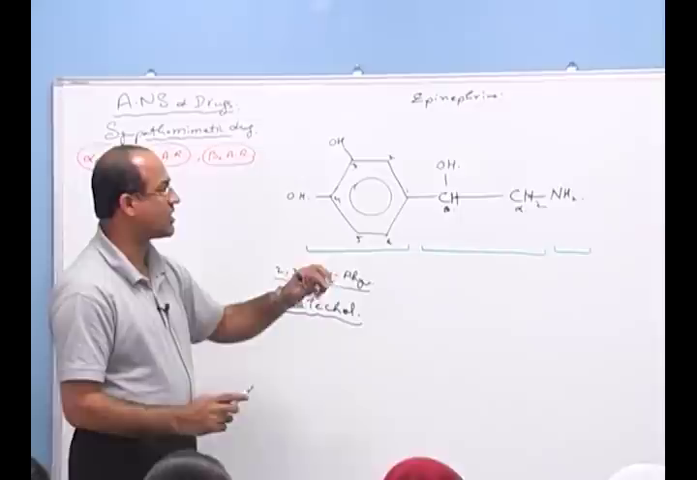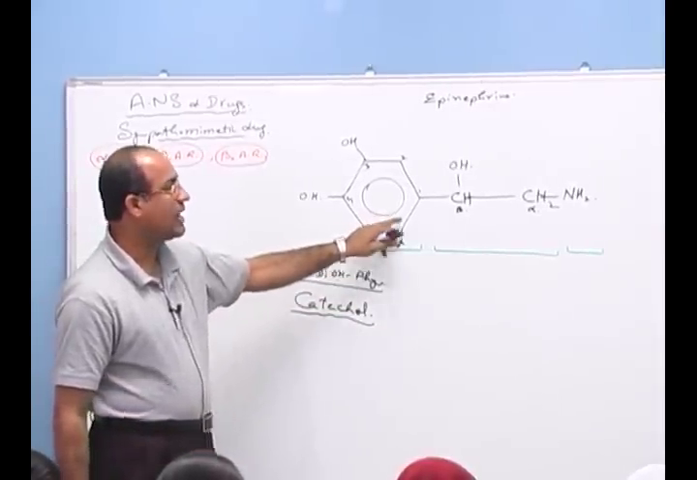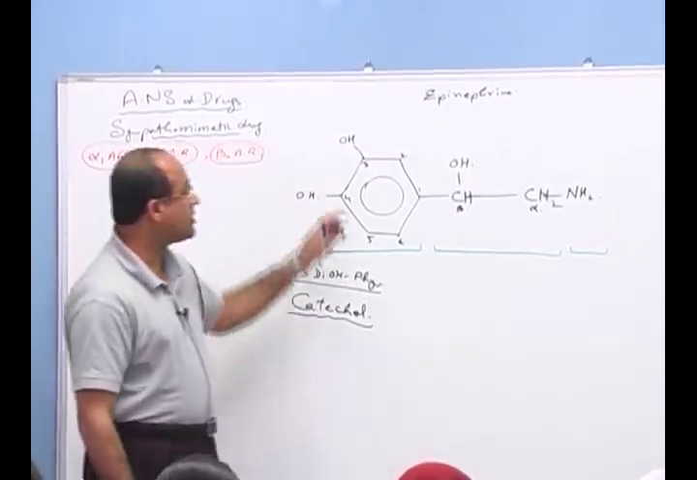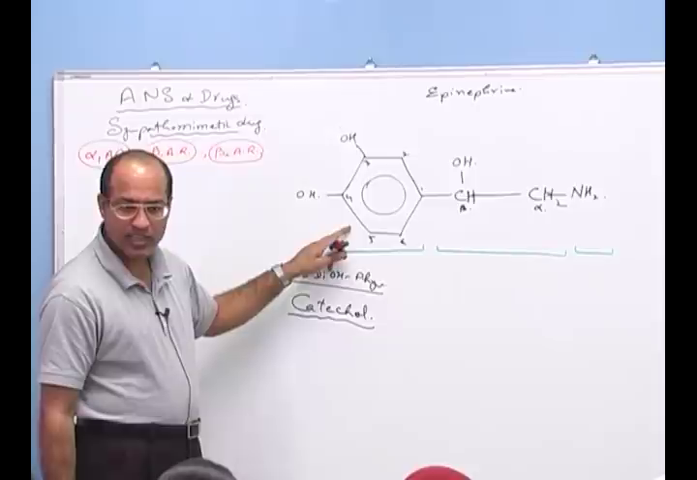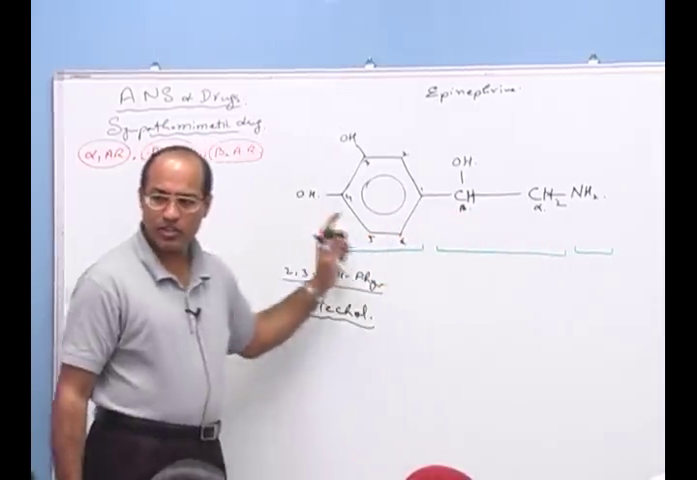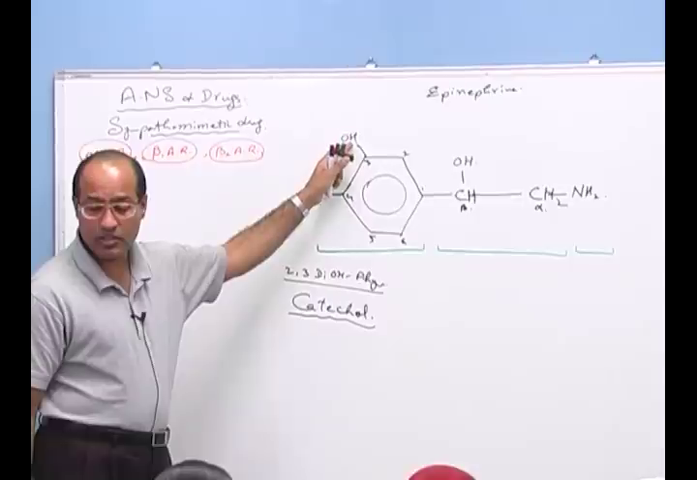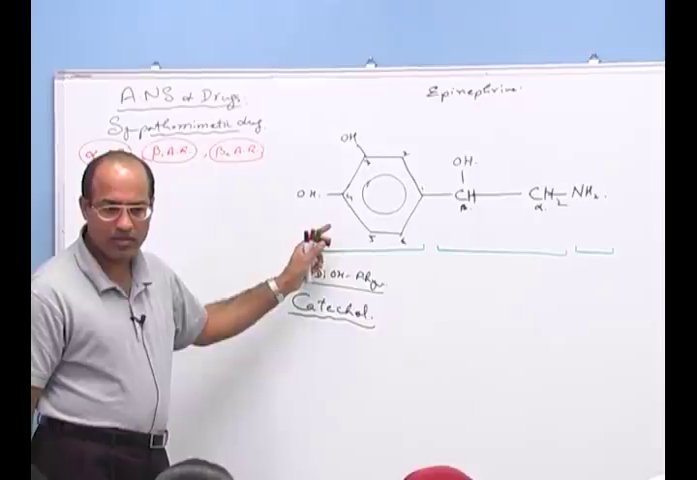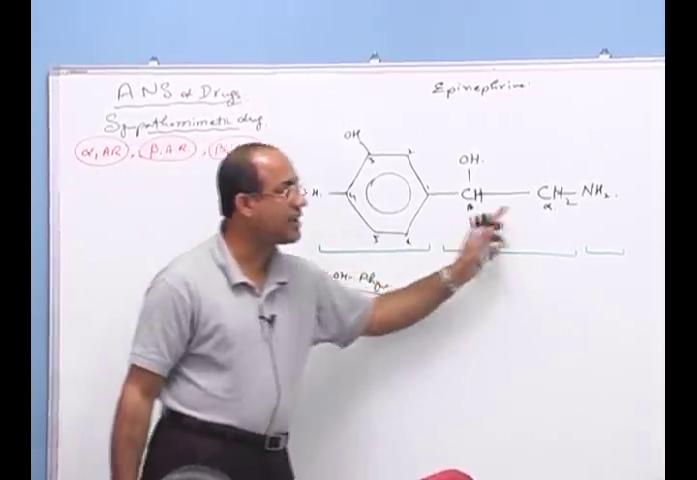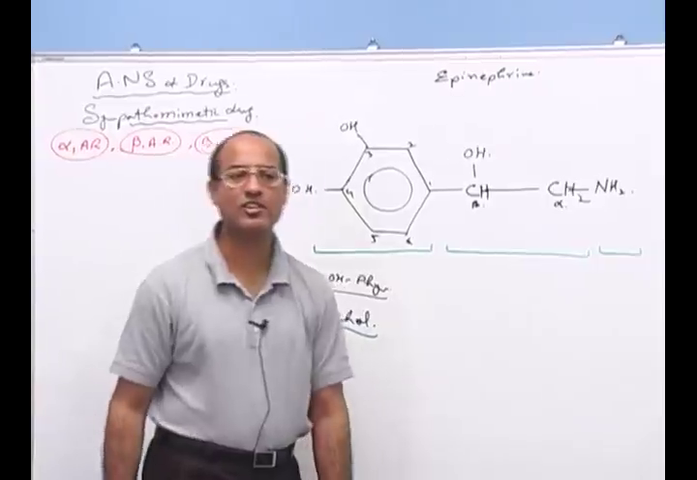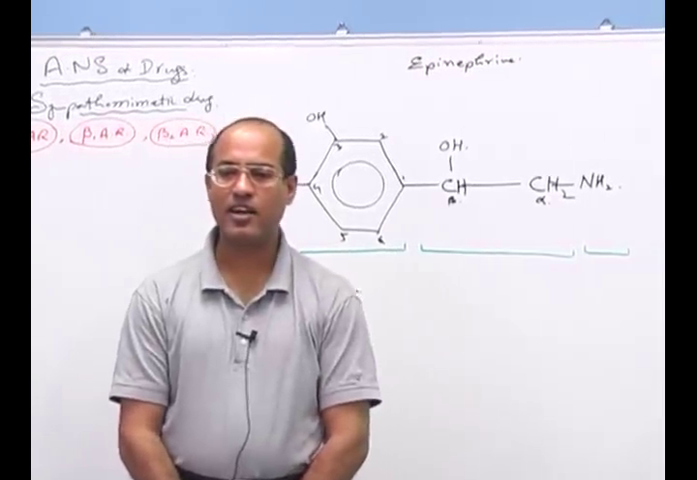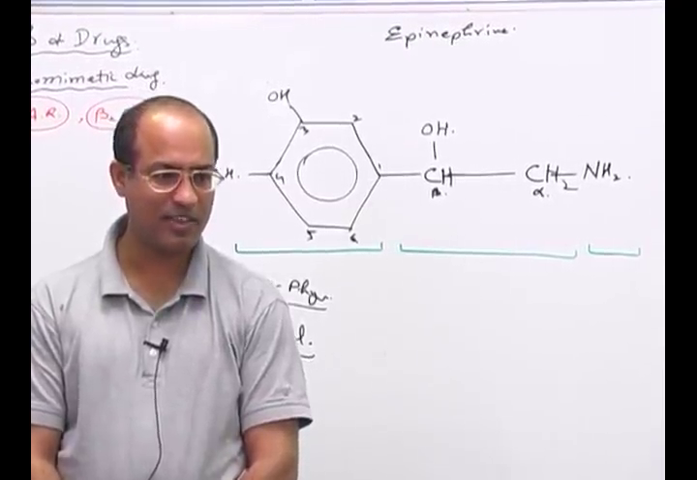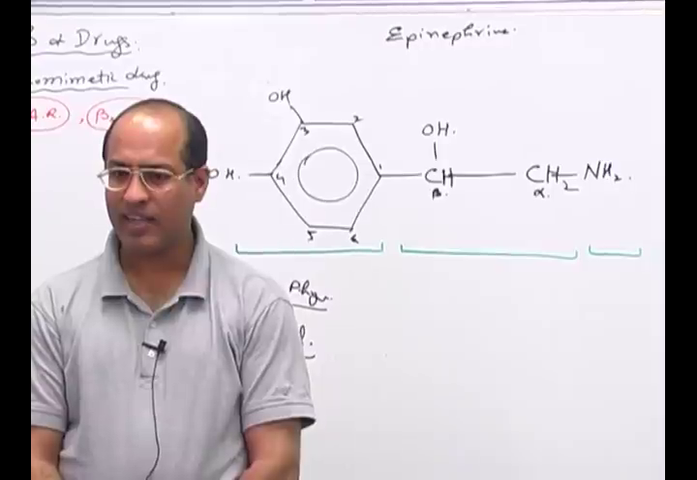Now what is this structure? This is catechol ethyl amine. If these hydroxylations are not there, it is simply phenyl ethyl amine; with double hydroxylation at positions 3 and 4, it converts into catechol ethyl amine. Such structures are simply called amines with catechol rings, catecholamines. In short, we call such structures catecholamines.